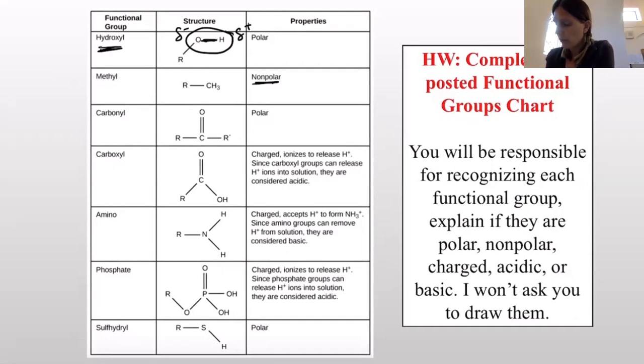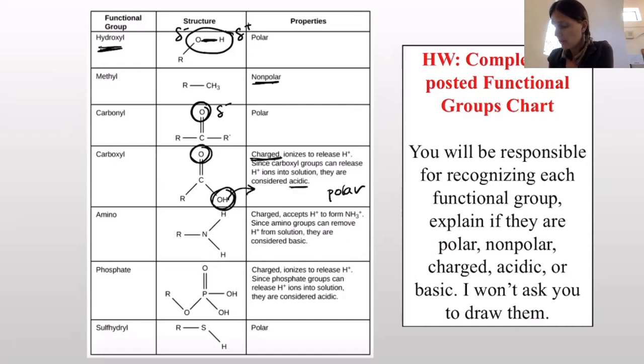Carbonyl is polar because we have this oxygen, which is going to be partial negative. Carboxyl, again, has 2 regions that are polar. This part is polar, but this is also charged, because this H can go on or off. So it is charged and acidic.